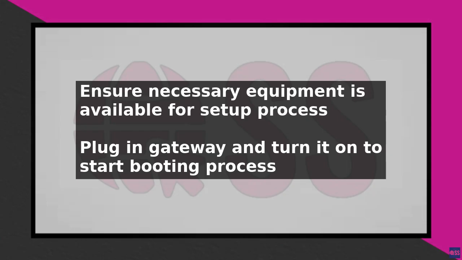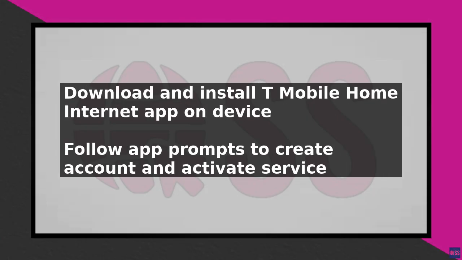Next, download and install the T-Mobile home internet app on your mobile device. This app will guide you through the setup process and provide you with information about your internet connection. Open the app and follow the prompts to create an account and activate your service. Once your service is activated, the app will help you configure your gateway and connect to the internet.